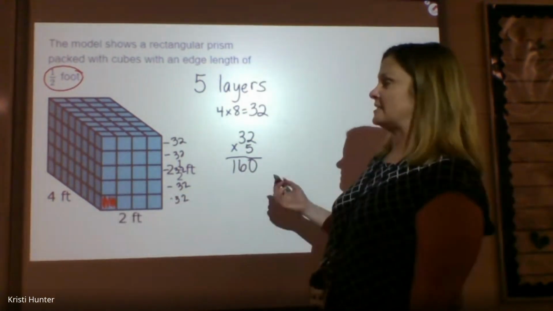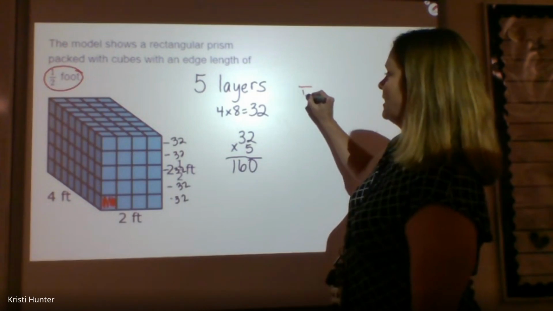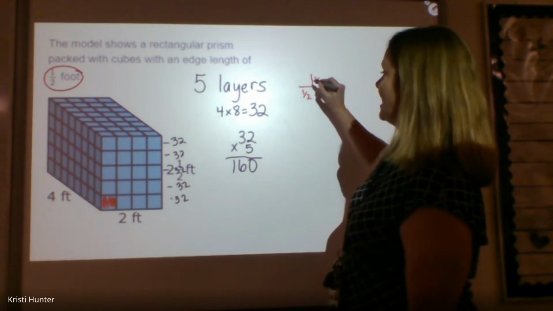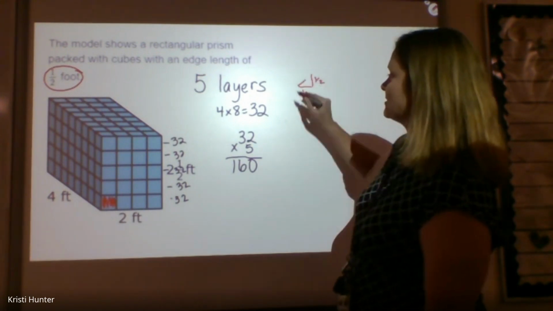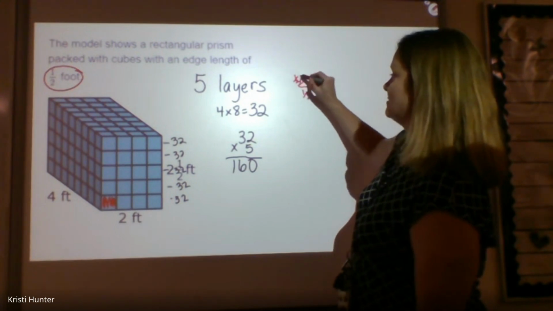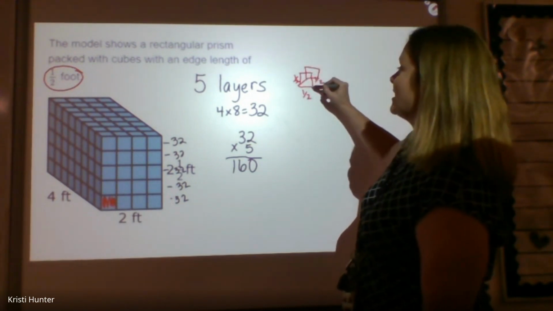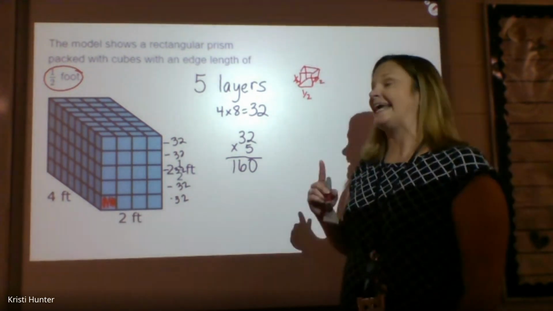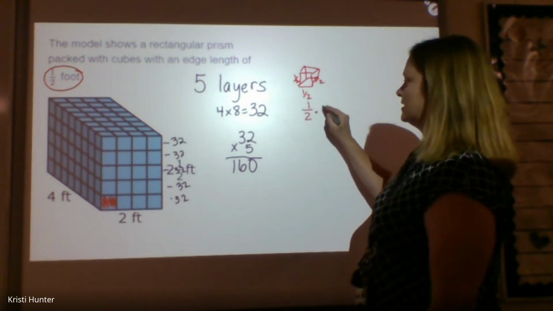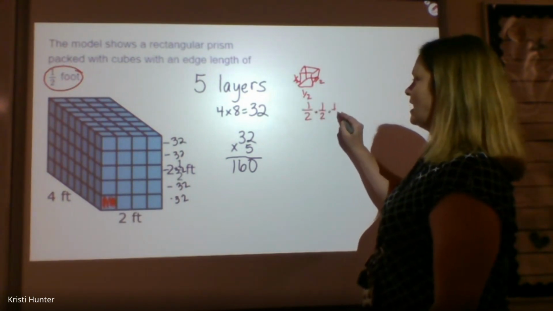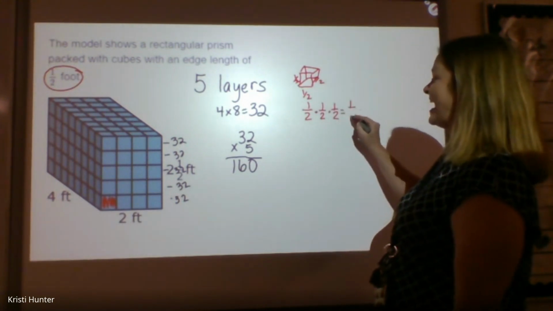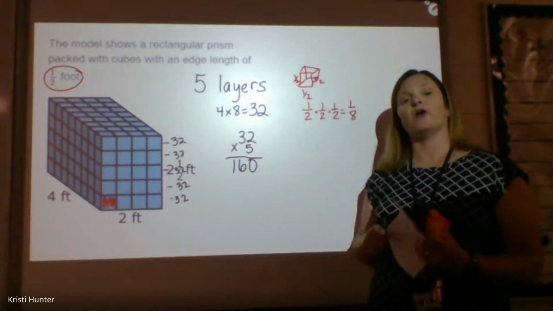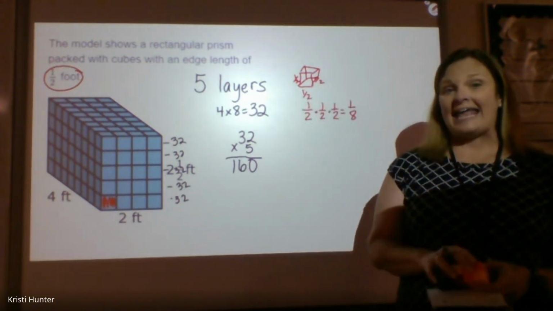So if I look at one of these little cubes, the length is a half, the height is a half, and its width, how far it's going back, is also going to be a half. So when I find the volume of this little cube, I take 1/2 times 1/2 times 1/2. So that is an 1/8. So each of these little cubes has a volume of 1/8.